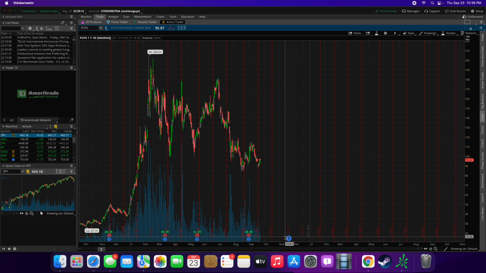So let's get started on what is the difference between a growth and a hypergrowth stock. This is a hypergrowth stock. This is one of the charts. It's been consolidating for a bit, but I first want to talk about the difference.